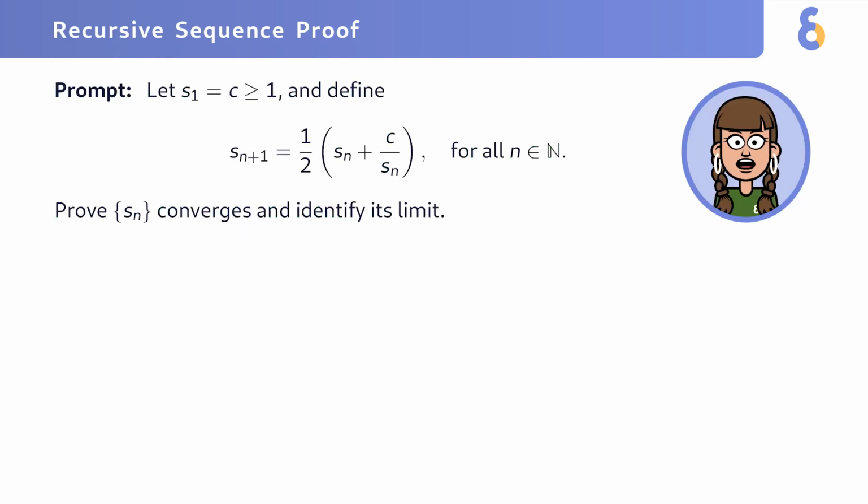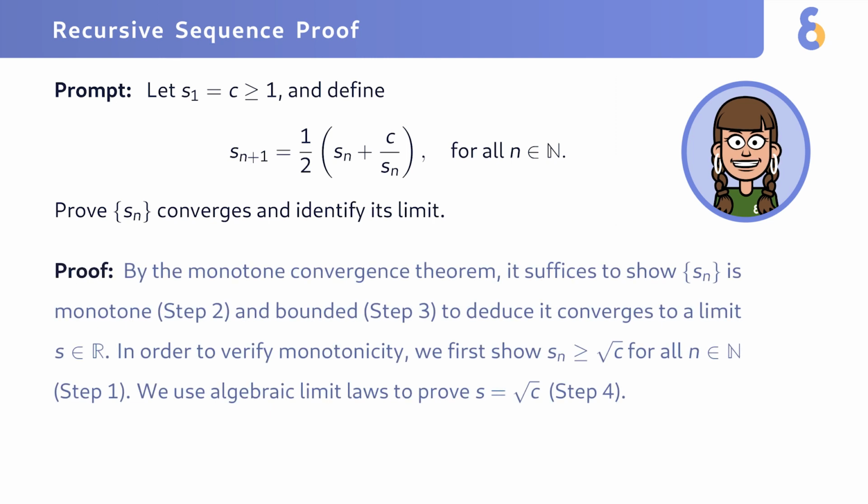So now we're going to do our next example. For this example, we consider the sequence s sub n defined recursively as shown. We want to show the sequence converges and find its limit. To do this, we again start with the same steps as before. Now we add an extra step to show s sub n is bounded from below by the square root of c. We'll see why this is helpful in a minute. For the last step, we use limit properties again to arrive at our limit s.